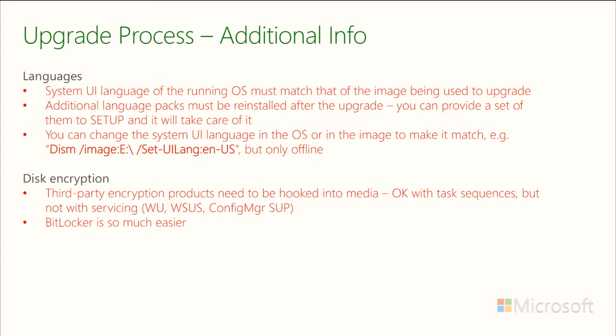Exactly. And then just remember, disk encryption might be another scenario that you'll have to consider. You need to be hooked on to a media, and it works okay with task sequences as well. So BitLocker is probably the easiest way to deal with this process. Absolutely, because BitLocker will pause itself during the upgrade where third-party ones may not. Later versions of Windows do have ways around that as well, so make sure you're familiar with that.